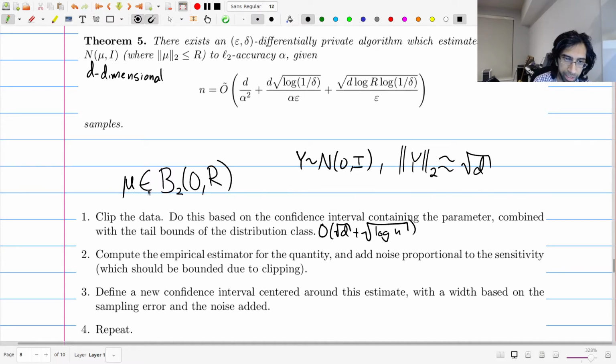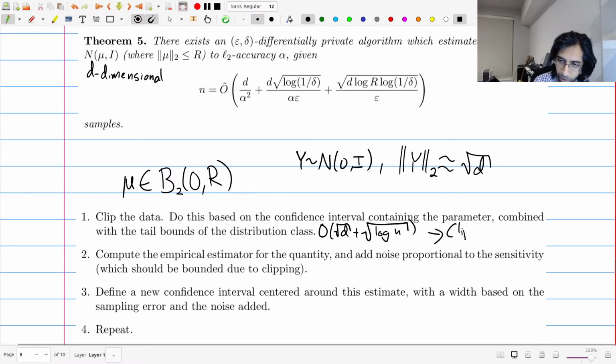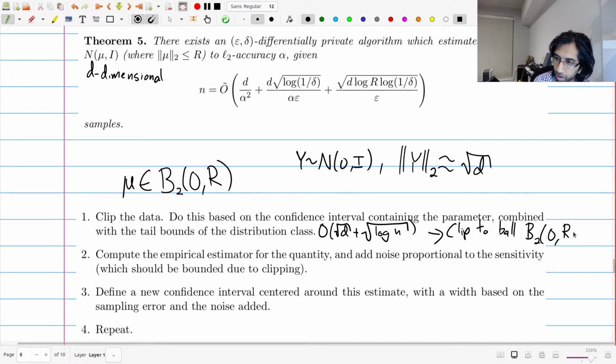So in other words, putting these together, we know that the mean is within this ball, and this is the distance from the mean to a sample. Then for the total clipping, we will clip to the ball B, and the radius will be r plus square root d plus square root log n. This essentially accounts for the points being within this distance of the true mean, where the true mean can be anywhere within this ball. It grows the ball appropriately.